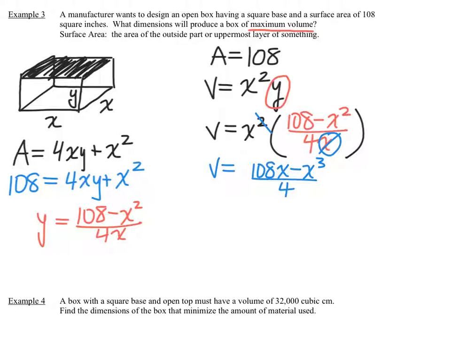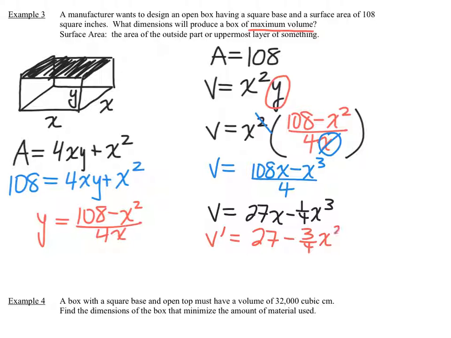But that still has a quotient rule feel to it, so let me clean it up further. Break up the fraction: we'd be looking at 27x minus 1/4 x cubed, basically dividing each part of the numerator by 4. That makes it a power rule type of situation, so I can differentiate. V prime would be 27 minus 3/4 x squared. I need to find the critical values and identify extrema from there.